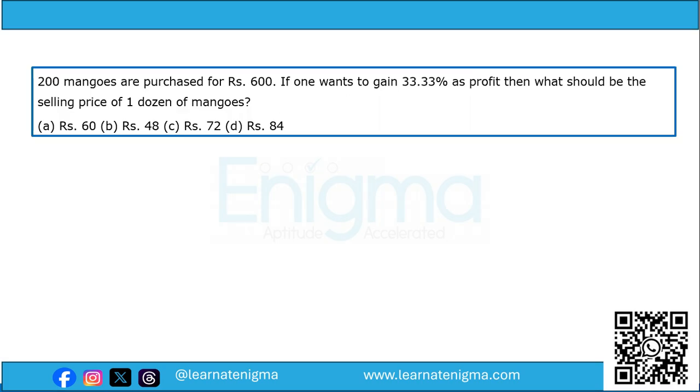200 mangoes are purchased for rupees 600. If one wants to gain 33.33% as profit, then what should be the selling price of 1 dozen of mangoes?